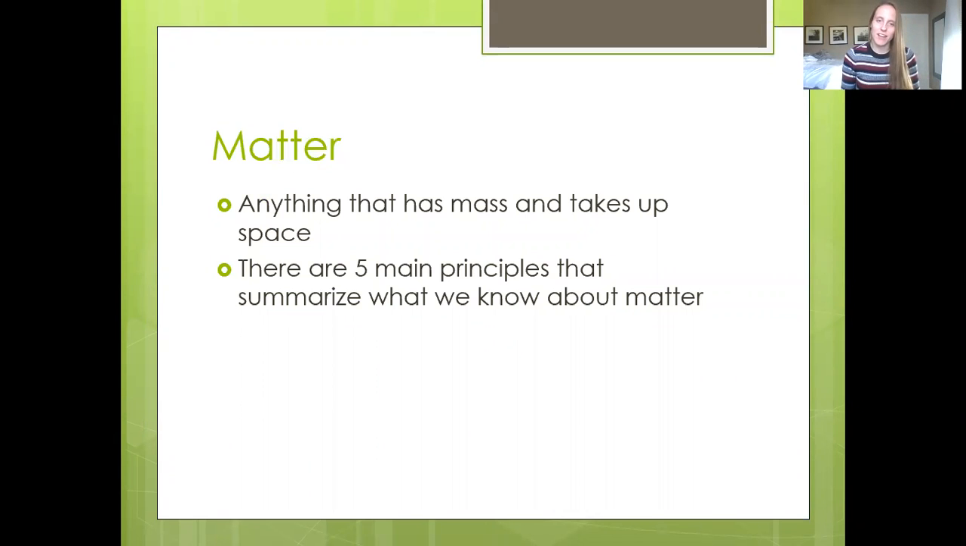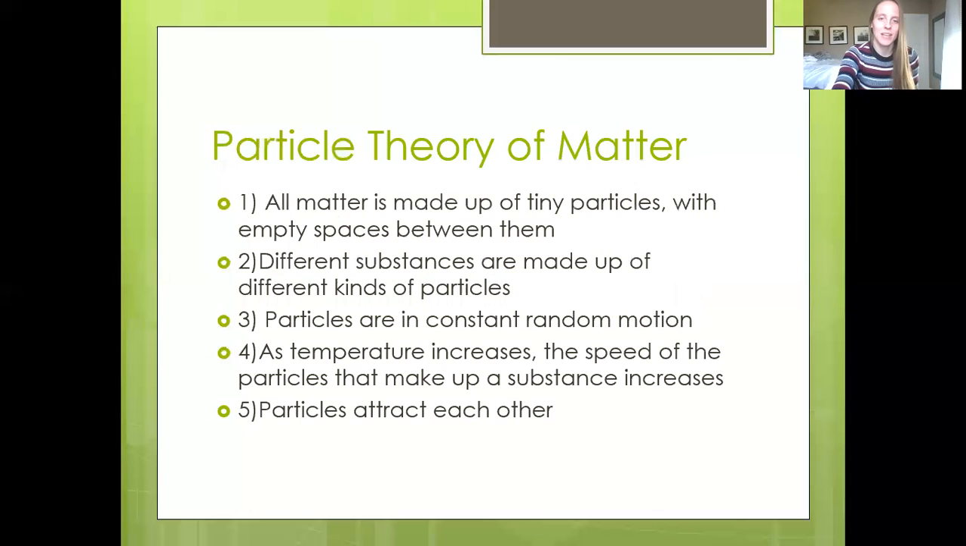So for a definition of matter, matter is anything that has mass and takes up space. And there are 5 main principles that summarize everything that we know about matter. Those 5 principles are summarized by the particle theory of matter. They state that all matter is made up of tiny particles with empty spaces between them, that different substances are made up of different kinds of particles, that particles are in constant random motion, that as temperature increases, the speed of the particles will increase, and that particles are attracted to one another.